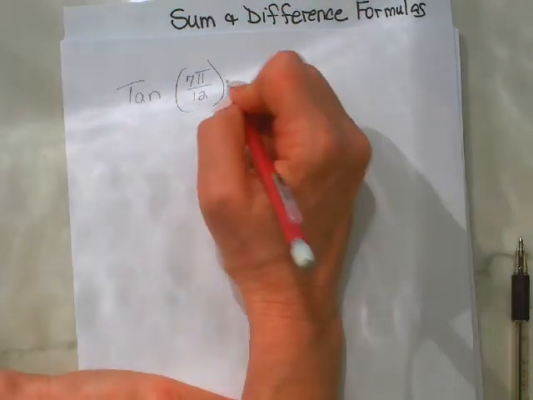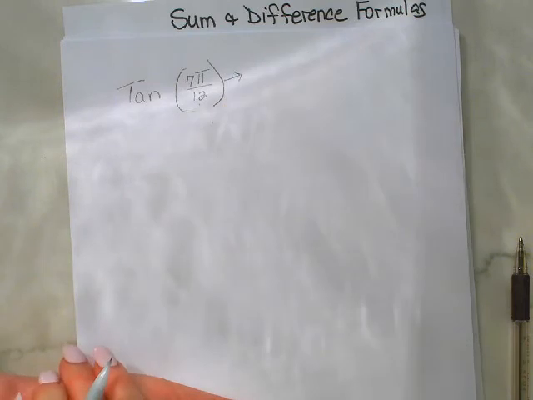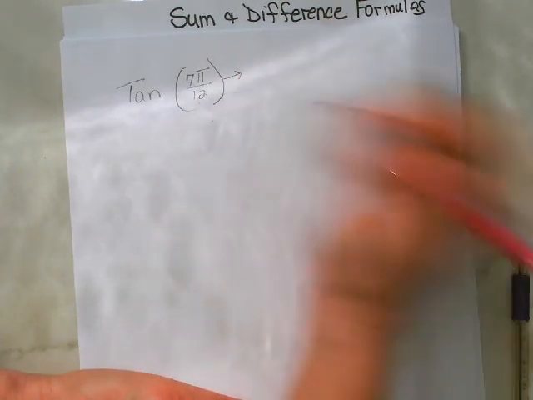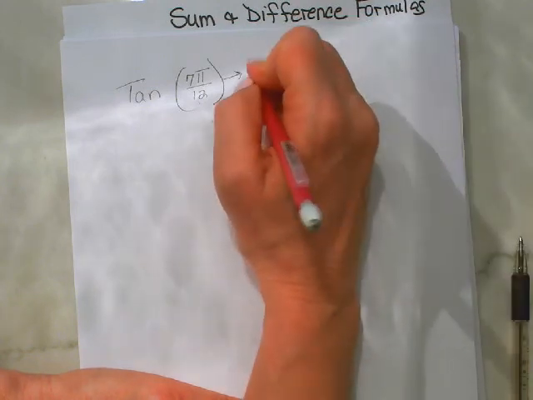So here's where I'm going to tell you to cheat. I am going to tell you to simply change this into degrees. At this point, just change this into degrees.